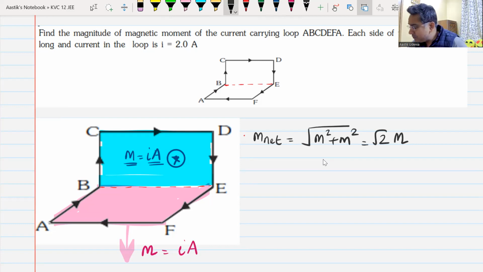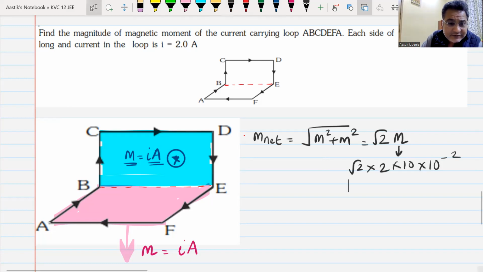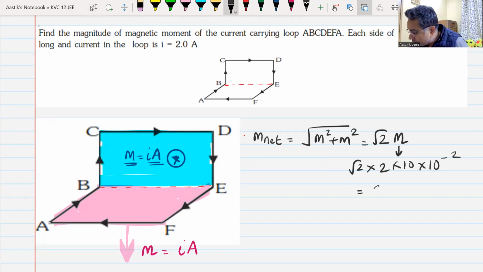And this m is nothing but I times A. I is 2 ampere multiplied by 10 raised to the power of minus 2, and that has to be multiplied by root 2. The answer that I have is 0.028 ampere meter square. Is that what you are getting?